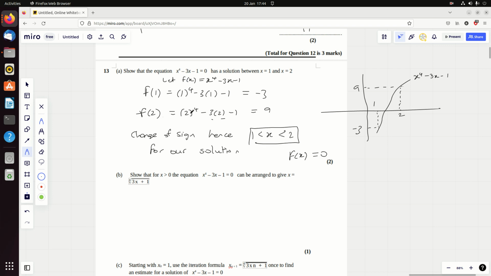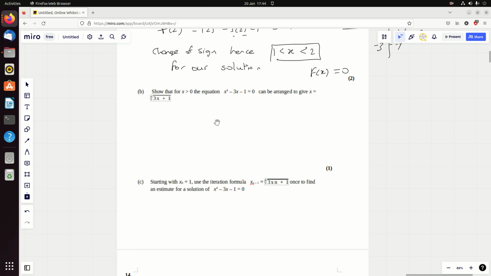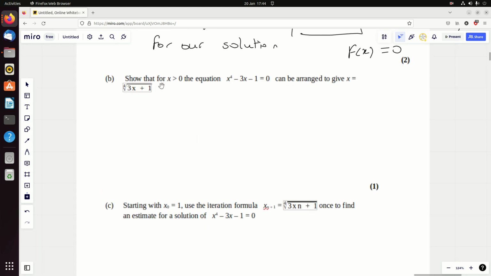Because, in old money, 2 is too big because it ends up being 9, and 1 is too small because it ends up being minus 3. So it must be somewhere in between. So that's all we need to remark for that. This method is called fixed point iteration, and it's new to GCSE, but it's also in A level.